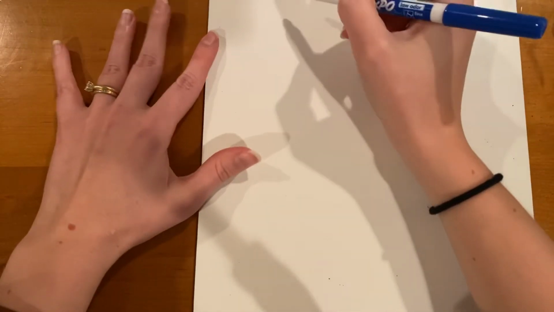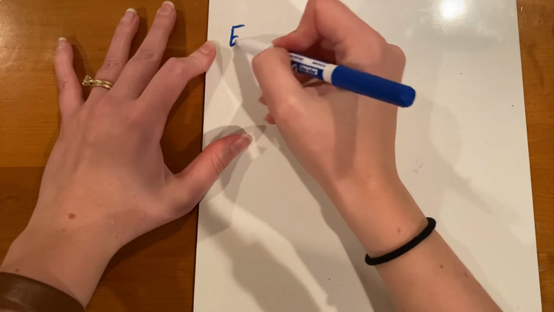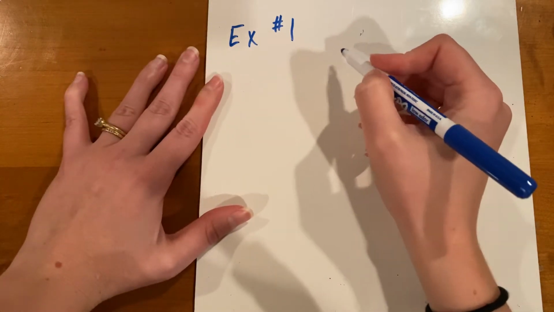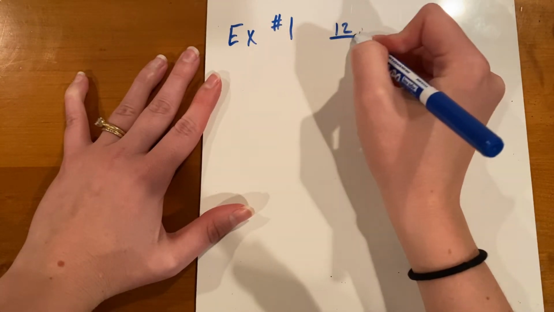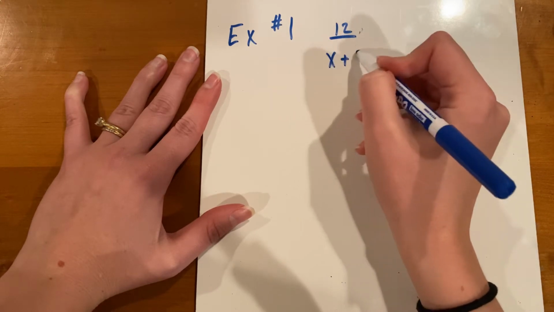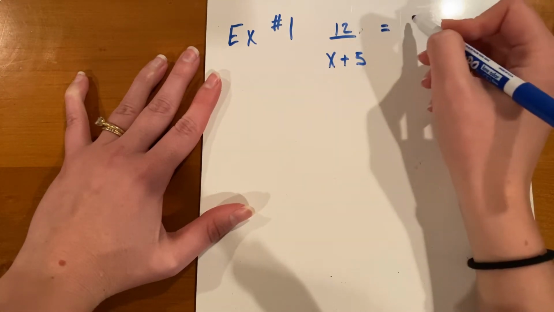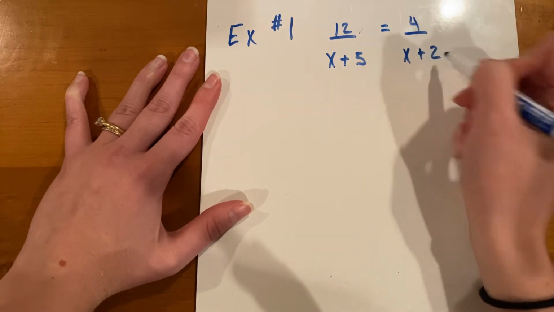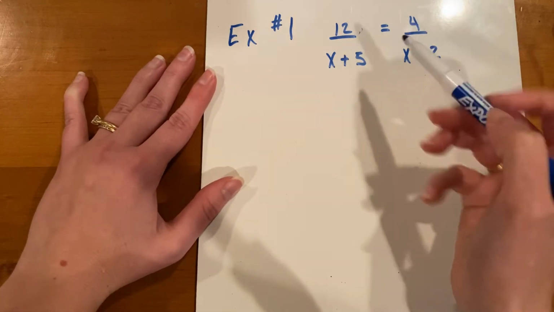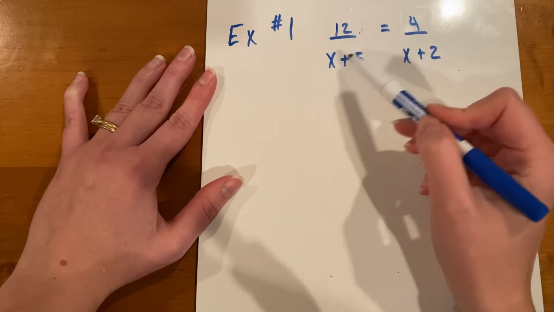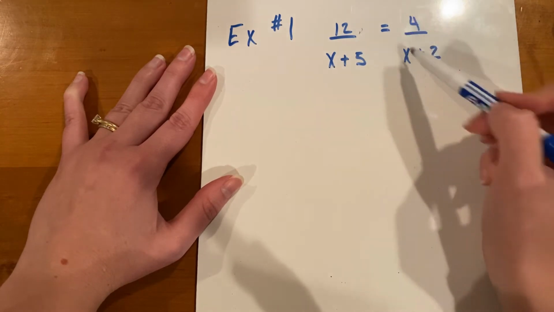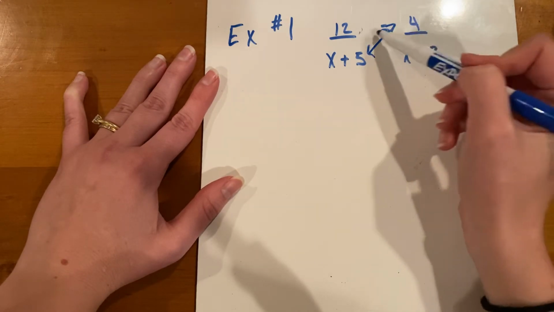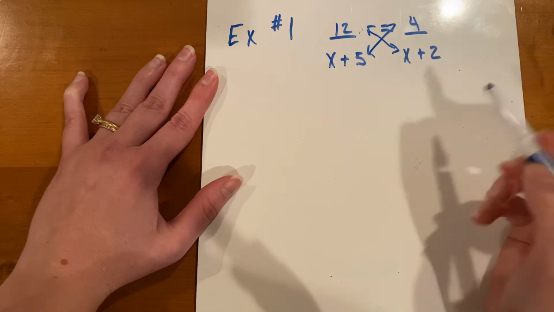But example number 1 gives us the expression 12 over x plus 5 is equal to 4 over x plus 2. Because they're set equal to each other through this equal sign, this expression, whatever x is, is equal to whatever this expression is once you plug in x. Because of that, proportions tell us we just do cross products to solve this.